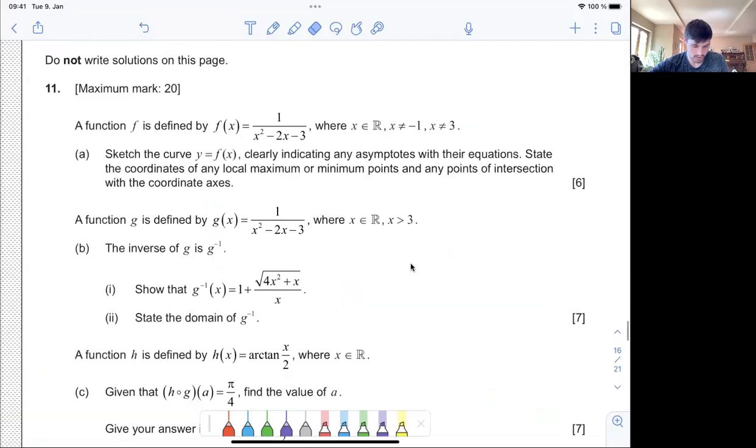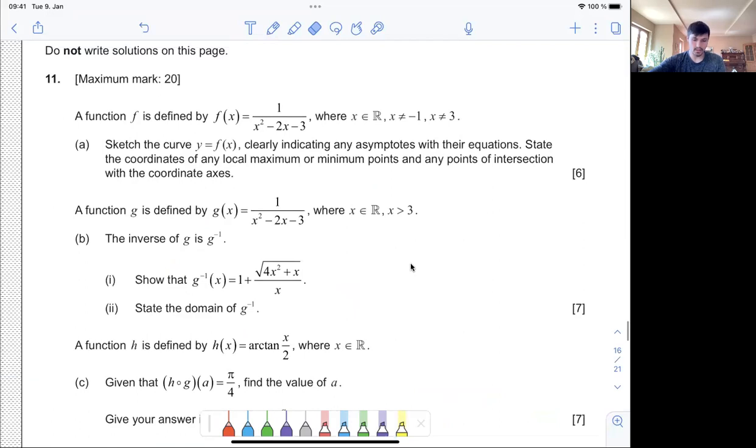So we have a function g defined by g(x) = 1 over x squared minus 2x minus 3, where x is an element of the real numbers and x is greater than 3. Part B says the inverse of g is g to the power of negative 1. Part 1 of part B is: show that the inverse of g of x is equal to 1 plus the square root of 4x squared plus x, all over x. And part 2 says: state the domain of the inverse of g.